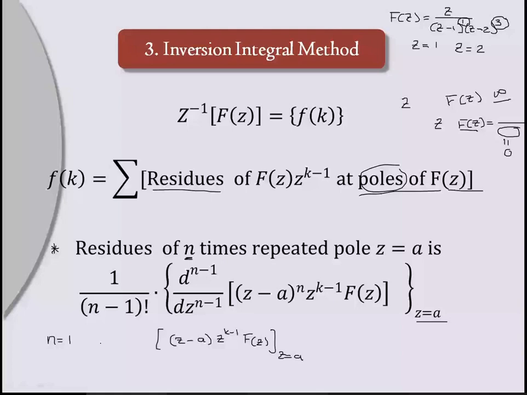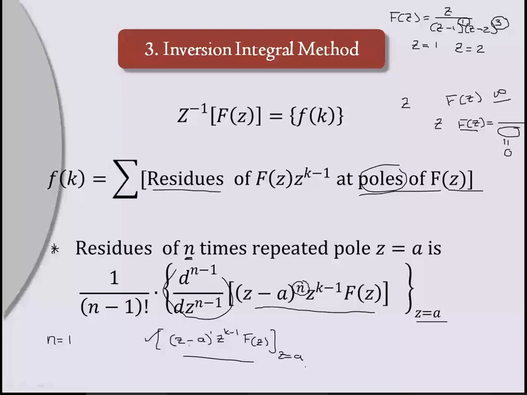What we have to do is multiply F of z with z raised to k minus 1 into z minus a, and then put z equal to a into that term. That will give us the residue at z equal to a, which is repeated only once, meaning there is no repetition. Okay, then this is the formula, because 1 minus 1 is 0 factorial, 0 factorial is 1. D raised to 1 minus 1, dz raised to 1 minus 1, that is a 0 derivative, and a 0 derivative means only the inside function. And as we are taking n as 1, we get z minus a raised to 1, z raised to k minus 1 F of z at z equal to a. Okay, so carefully remember this formula.